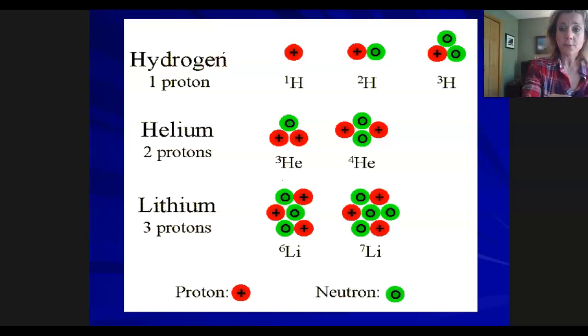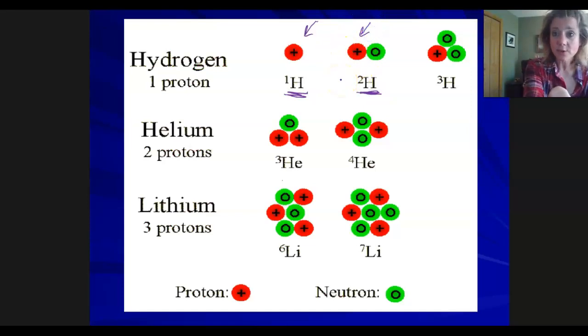So let's take a look at the 3 different forms of hydrogen that we have. In hydrogen 1, we have 1 proton. In hydrogen 2, we have 1 proton, but guess what? We have another particle in the nucleus shown by this green circle with a 0 in it. That is 1 neutron. So hydrogen 2 has two particles in the nucleus. One of them has to be a proton because it's hydrogen. All hydrogen atoms have 1 proton in it. And then the other one must be a neutron.